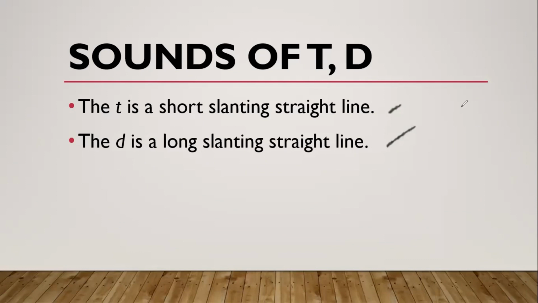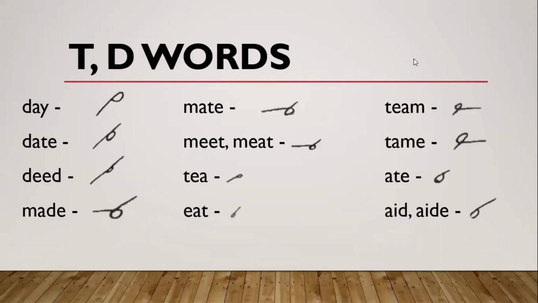So as you notice, mas maikli yung line ng T. At hindi naman, mas mahaba siya, okay? So, don't be confused between these two. So, importante na kapag nagsusulat tayo ng stroke, clear yung pagkakasulat ng stroke para hindi tayo ma-confuse if babasahin natin yung strokes na isinulat natin, okay? These are the T and D words.